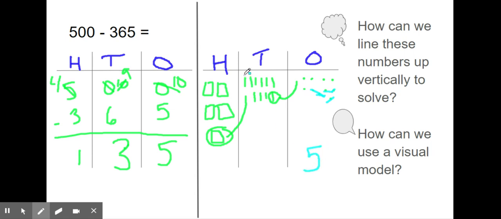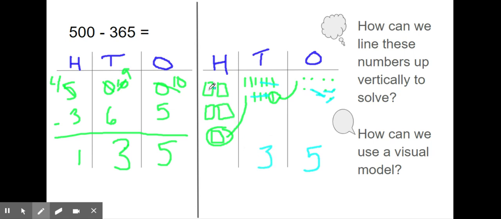Okay, let's see how many 10s I have left. Well, I have to take away 6 10s, right? So we take away 6 10s. Take away 3, 4, 5, 6. So now I have 1, 2, 3 10s left.